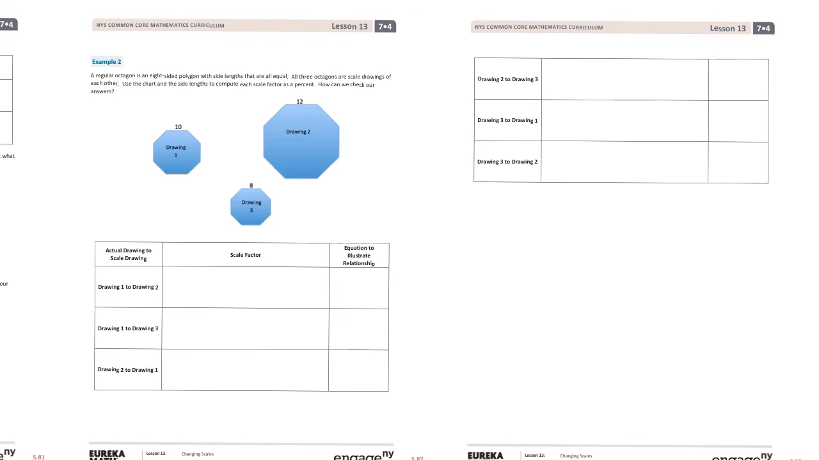All right, let's look at example 2. A regular octagon is an 8-sided polygon with side lengths that are all equal. All 3 octagons are scale drawings of each other. Use the chart and the side lengths to compute each scale factor as a percent. How can we check our answers? To find the percent, we can use the formula quantity equals percent times whole.